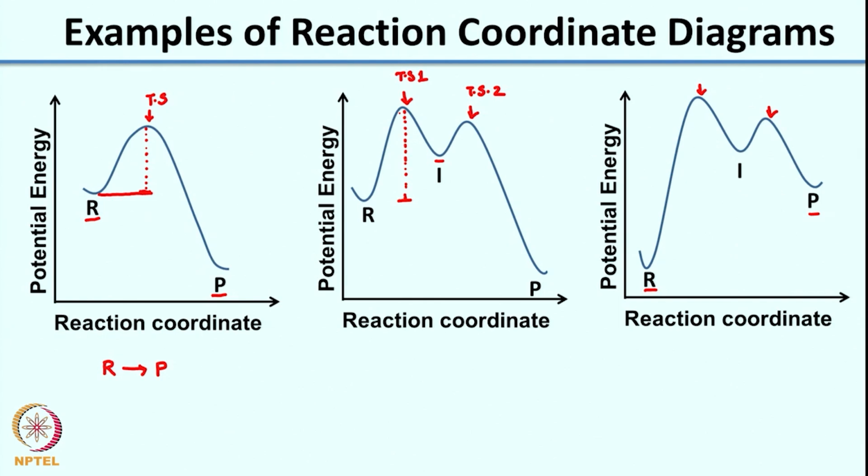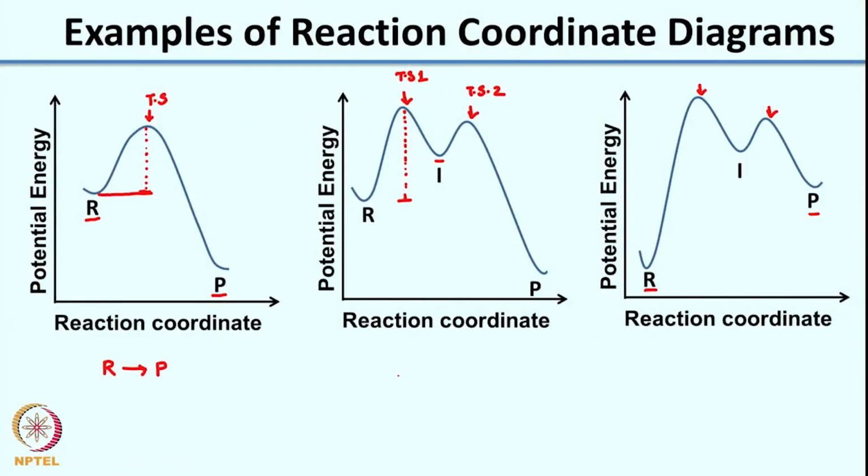Now when you look at it, if you compare these two hills, this hill is much larger than the second hill. If you compare the energy between the reactant and transition state 1, and the reactant and transition state 2, the hill for transition state 1 is much bigger. So this indicates that there is a greater barrier in going from R to I. So this would be what is called your rate determining or rate limiting step.